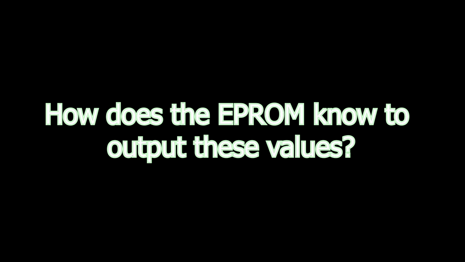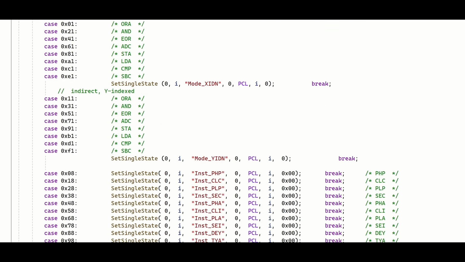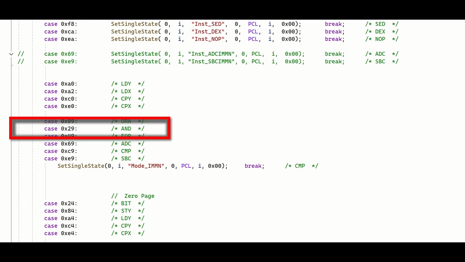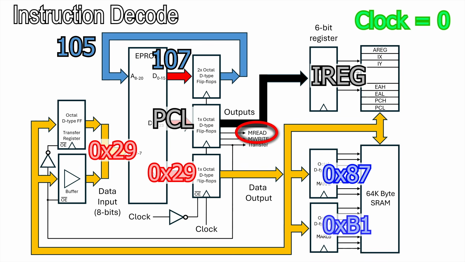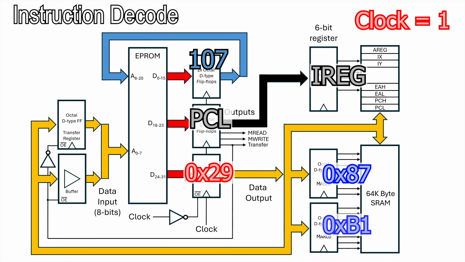How does the EEPROM know to output these values? Well, I programmed it to do that by hand using this code here. Instruction decode branch is our first pass decode. If we scroll down, we see an arc for opcode 29 hex, which tells us to jump to the state machine for immediate mode addressing. These values get latched into the output flip-flops on the positive edge of clock.